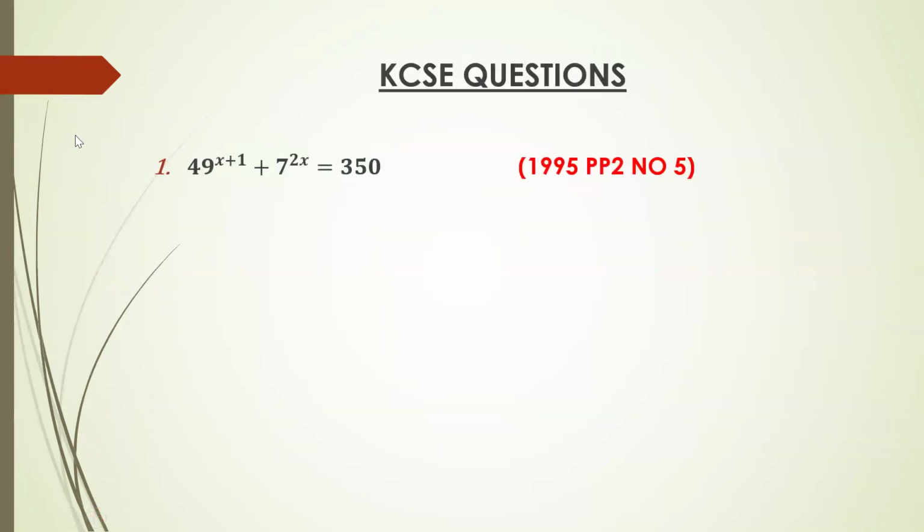Okay, the first question is KCSE 1995 paper 2 number 5. So what do you do? Let me just draw something here, a line. Now, good, we're good to go.